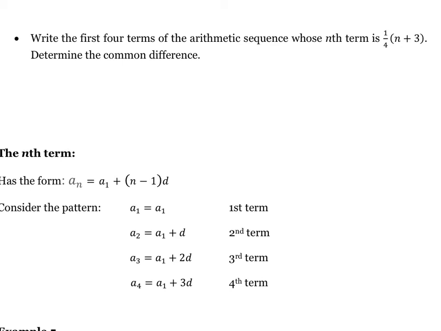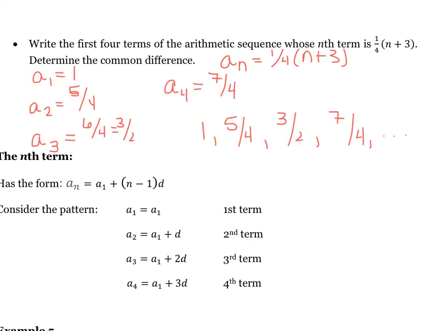What I'd like you to do right now is to take a look at this next one. The formula is saying that a sub n is equal to 1/4 of the sum n plus 3. So please write out the first 4 terms, and then after you get the first 4 terms, let's determine the common difference. Pause it now.